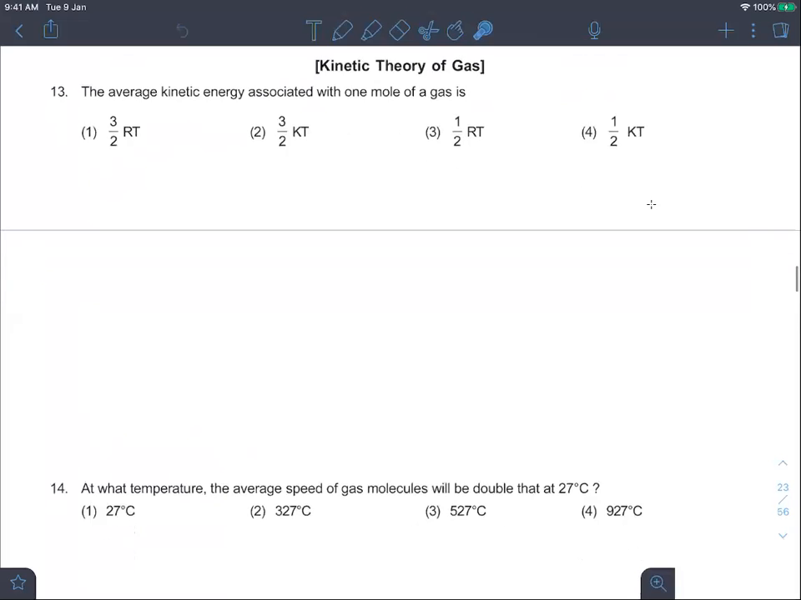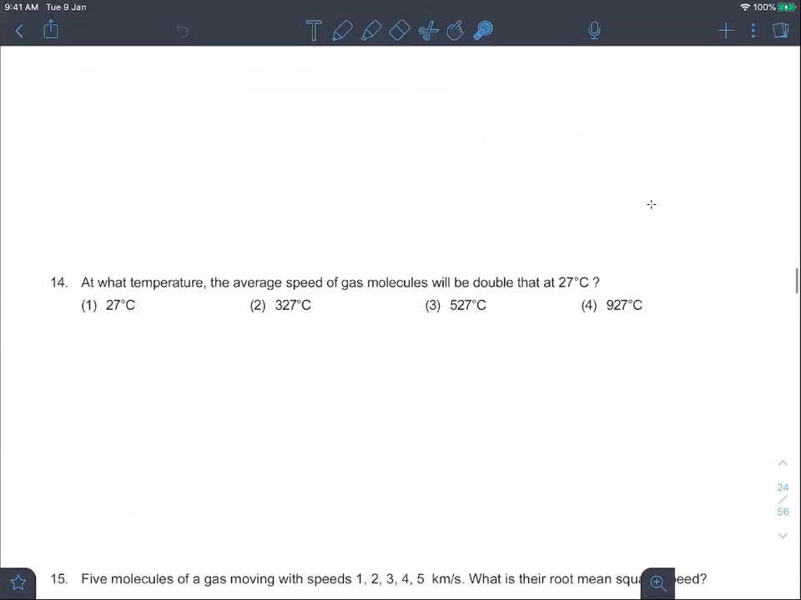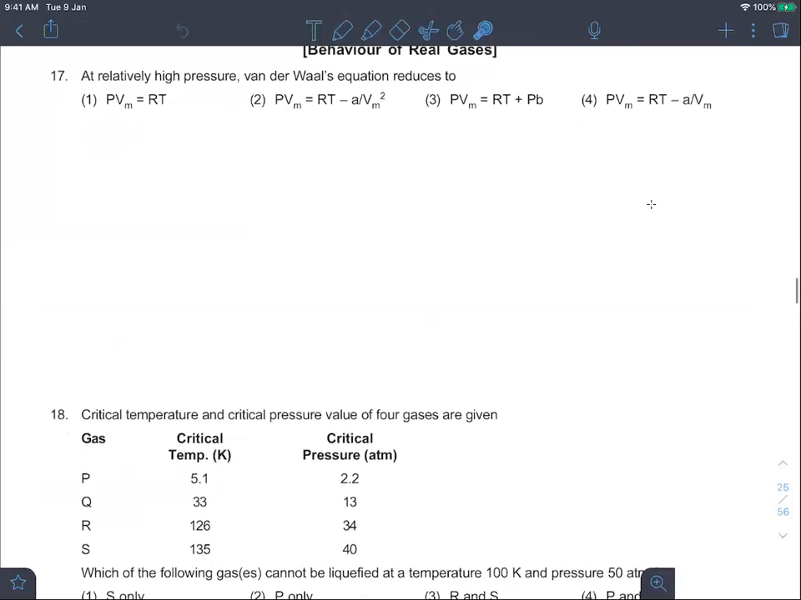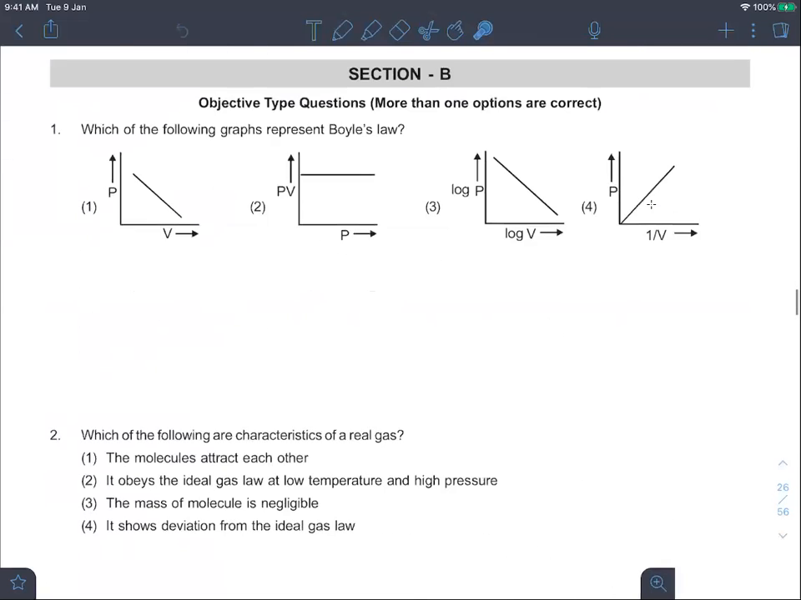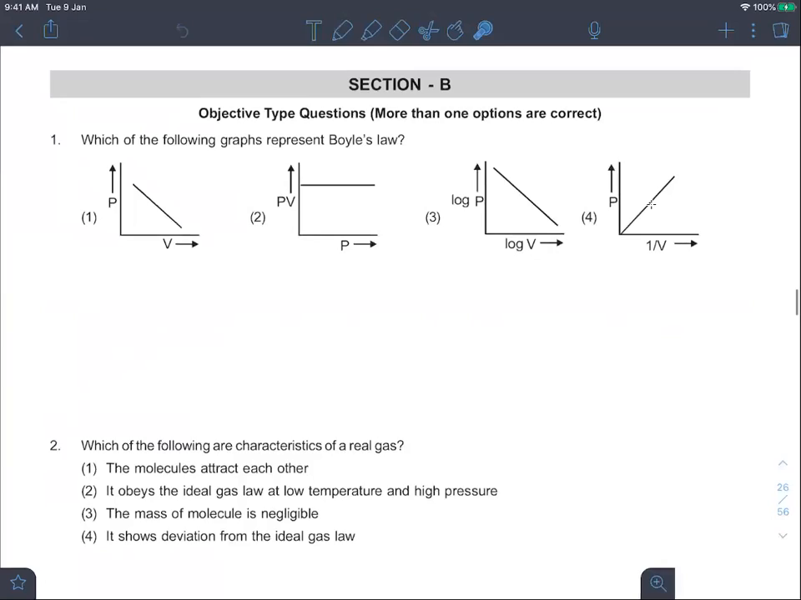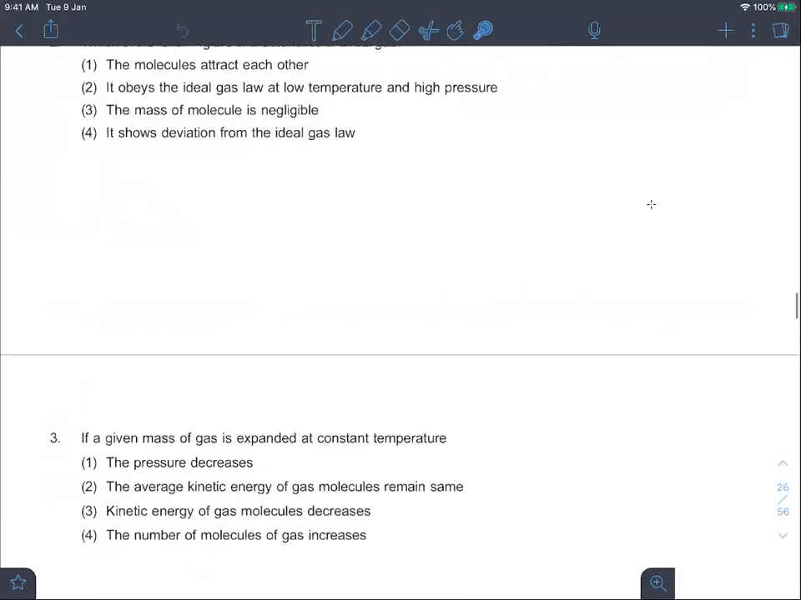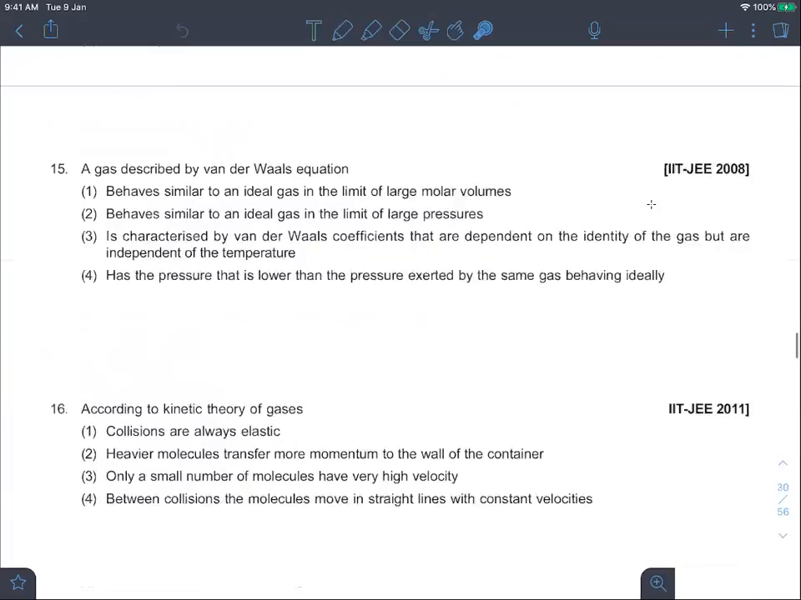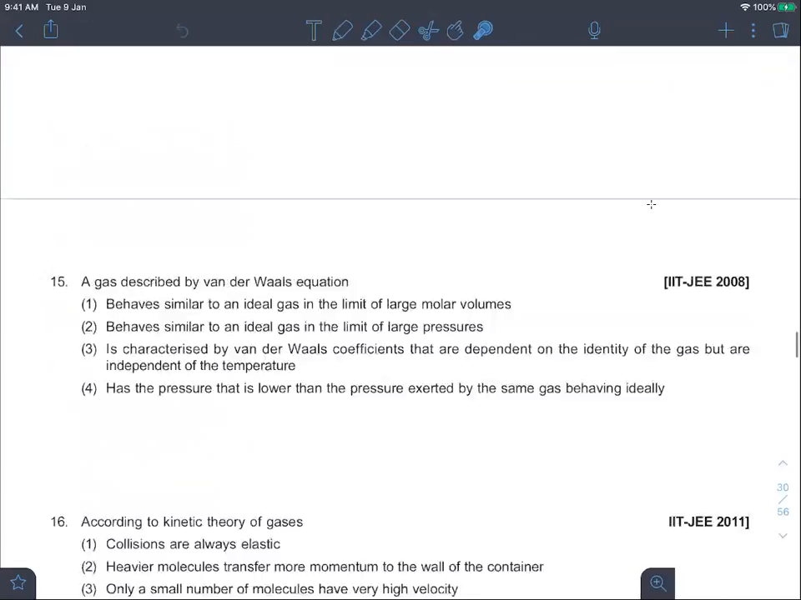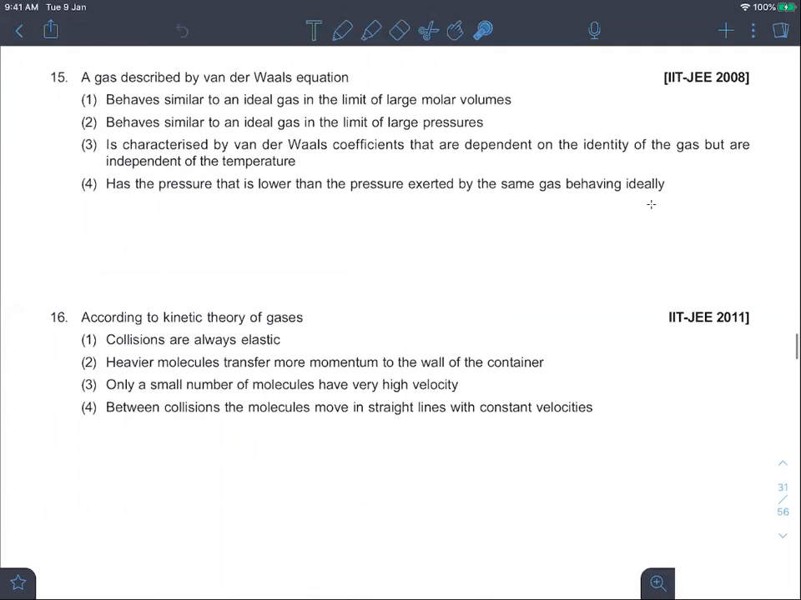From here you can see these are all the questions from kinetic theory of gases, behavior of real gases, critical pressure of gases, and I want you to try the questions from here, section B onwards, all of them now. You should not be leaving any questions because we have almost done all of them here. Check out these few previously asked questions.